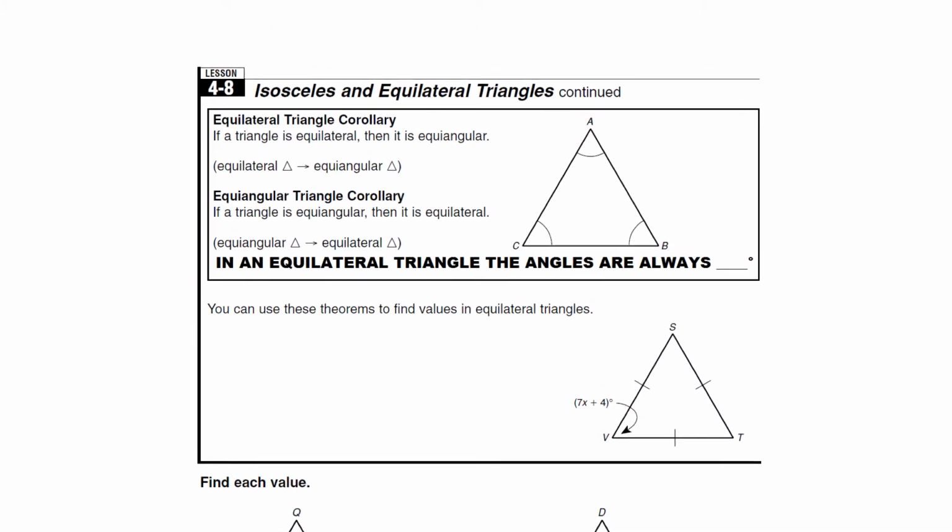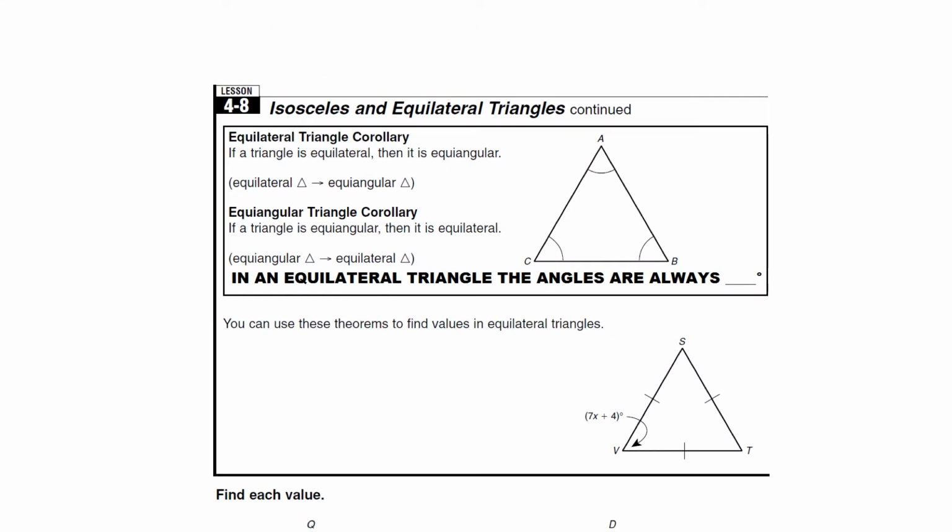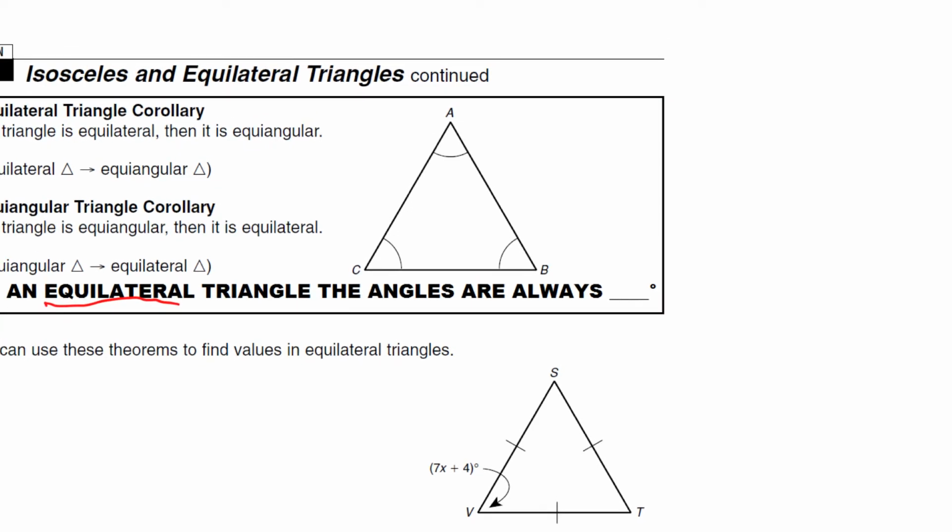Okay, on the back. So again, this is following up on what we just did on our warm-up. In an equilateral triangle, the angles are always what? The same. They're always congruent, and specifically, what are they? They're always 60 degrees. They have to be the same, and they have to add up to 180. They've got to be 60.